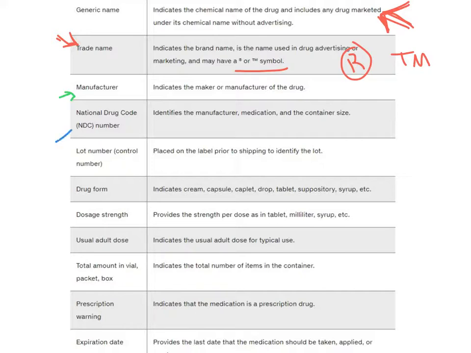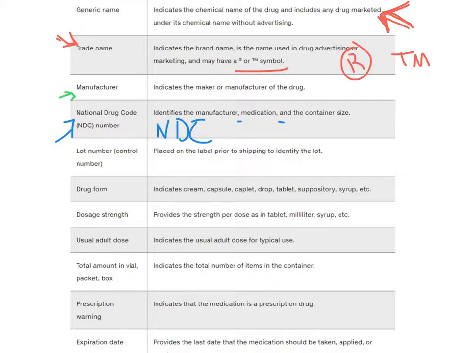The next thing we're looking at is the National Drug Code number. The National Drug Code, or NDC, stands for three different things: the manufacturer, the medication, and the container size. It's typically separated by dashes: a number for the manufacturer, then a dash, then a number for the medication, then a dash, and then a different number for the container size. What's really easy is that anytime you're looking at a label, you will see the three letters NDC, and you know that is your National Drug Code number. So it's really easy to find.